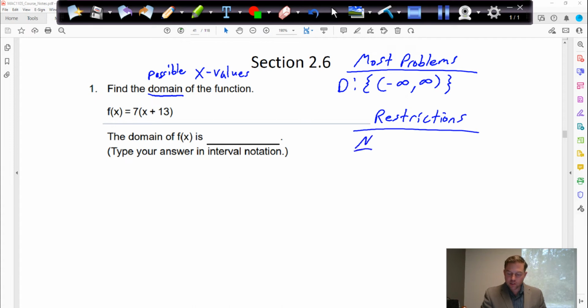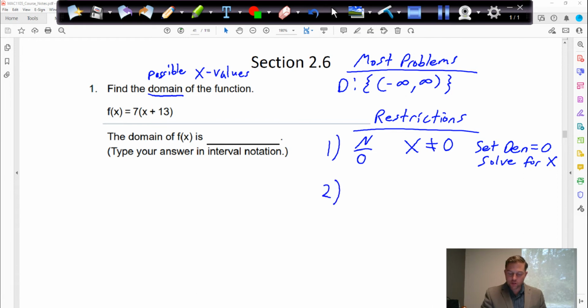We can't divide by 0, and we proved that in a few different classes why that doesn't work. So if ever we get a denominator equal to 0, we're going to restrict x. So we're going to say x cannot equal 0 in this case when it's the denominator, if x would cause the denominator to go to 0. So to find those x's, we're going to set the denominator equal to 0 and solve for x. So this is one possible restriction.